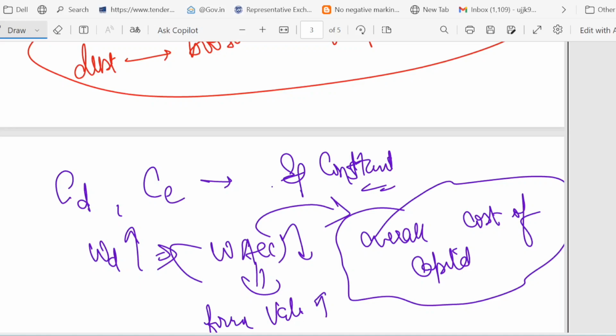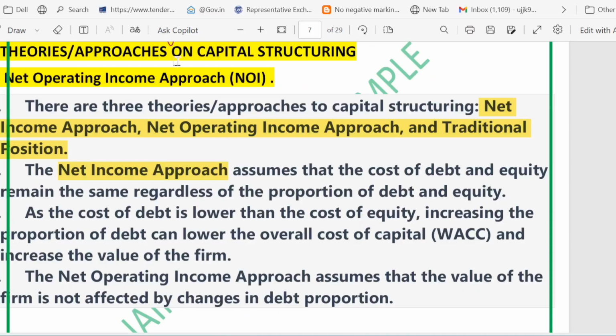It favors that you should use more debt. That's why we have written WD, meaning the weight is increasing. We are increasing the proportion of the debt. The company can reduce its WACC, and when WACC reduces, firm value will increase. So this approach favors using more debt. That is what has been written. It assumes that CD and CE remain the same, as the cost of debt is lower than the cost of equity, right? So increasing the proportion of the debt can lower the overall cost WACC and increase the value of the firm. I hope it is clear.